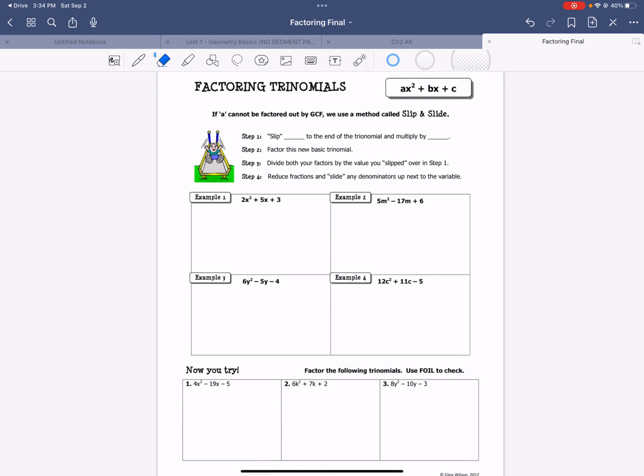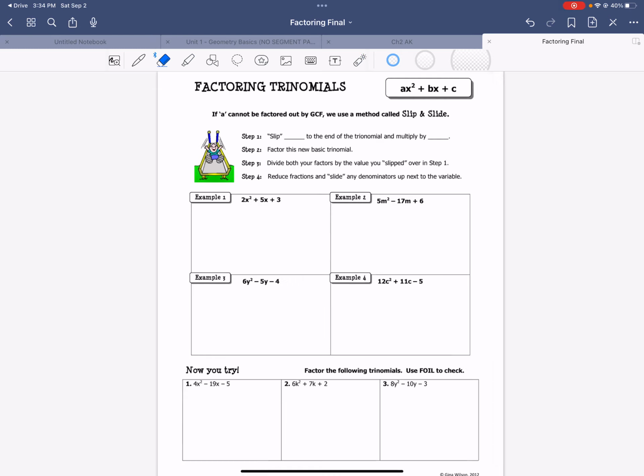So factoring the trinomial. Let's look at this to see if we have any GCF. Our smallest number is 2. 2 does not go into 5 or 3. So that's it. In that case, we have to factor this one using slip and slide, which is very easy. So let's look at it.